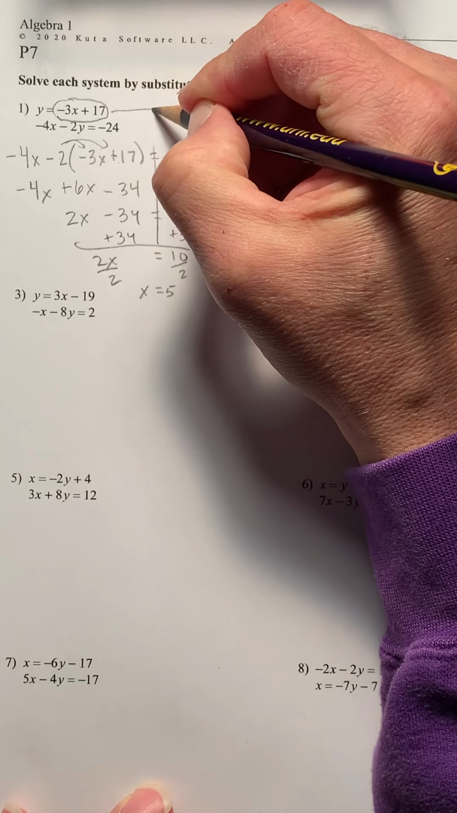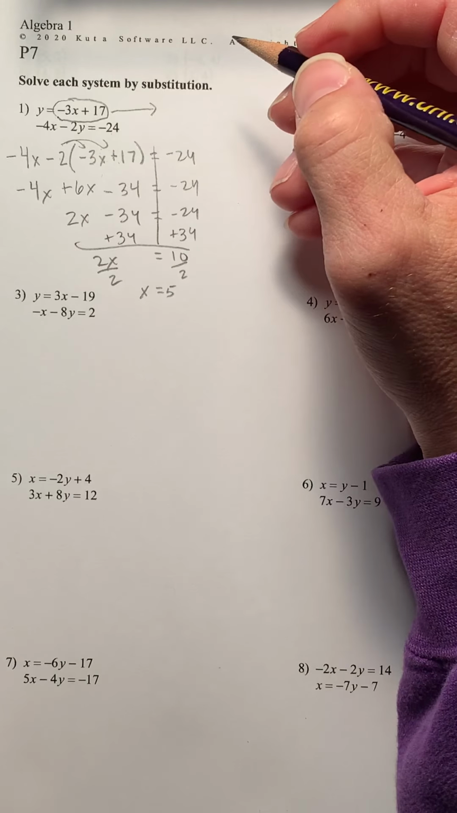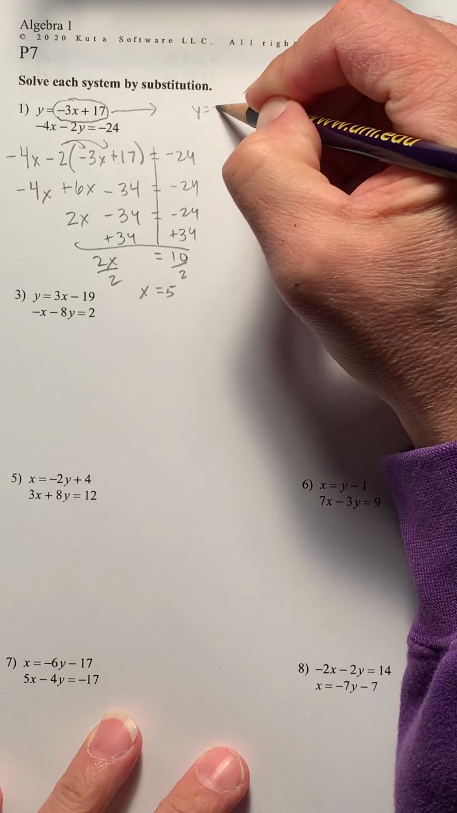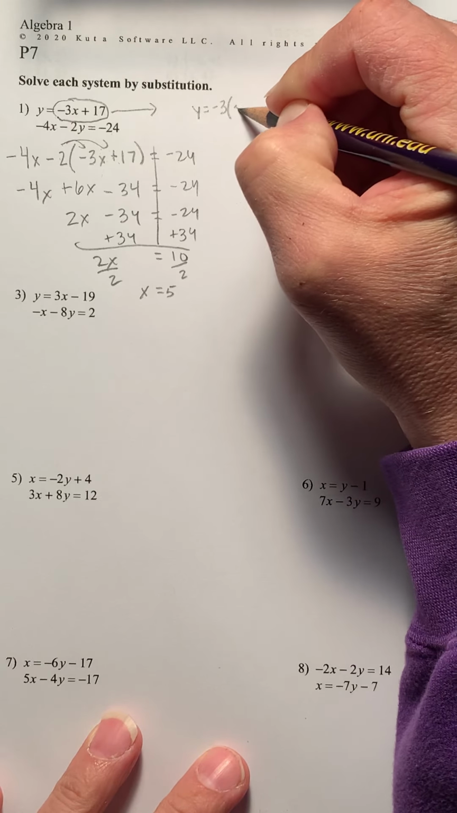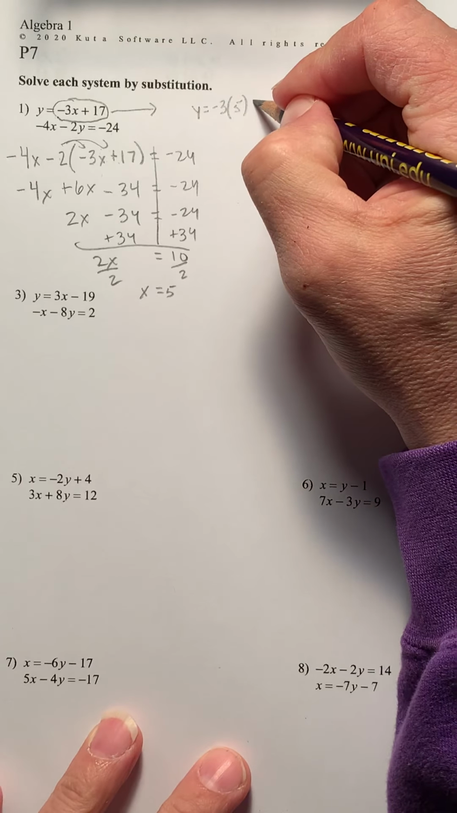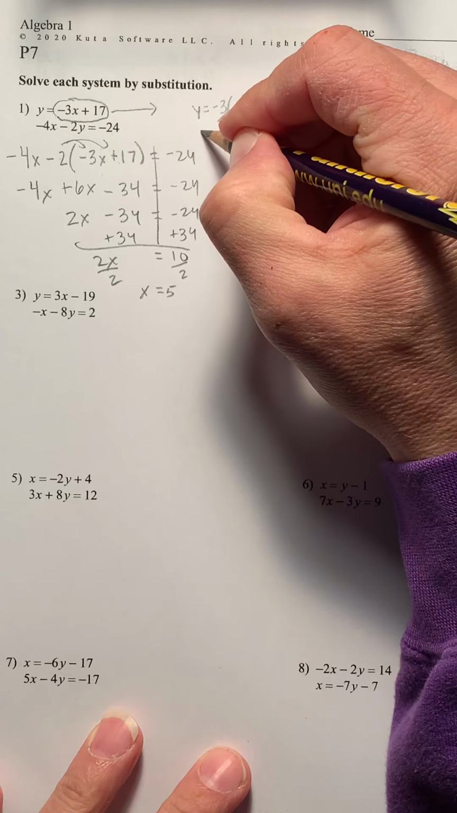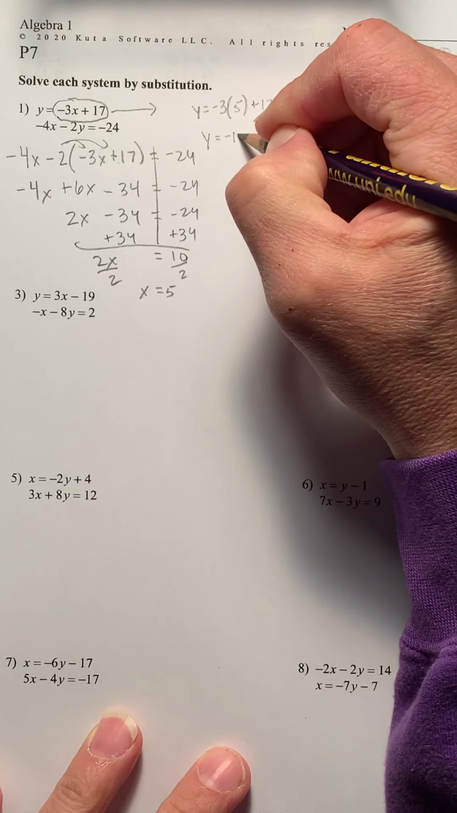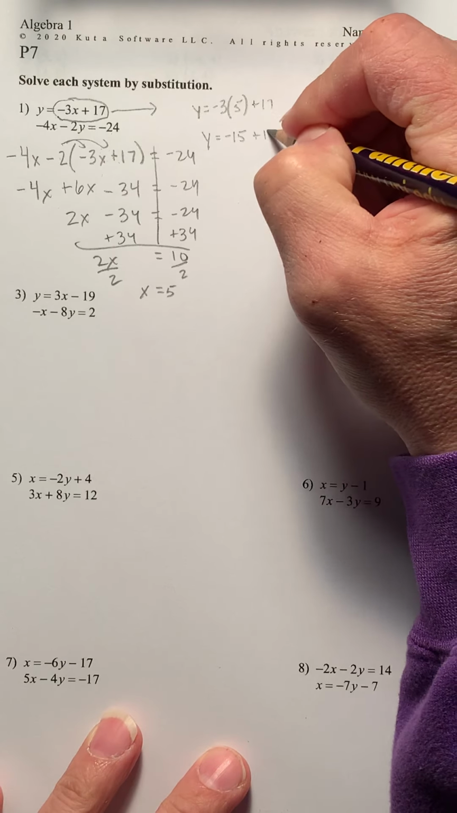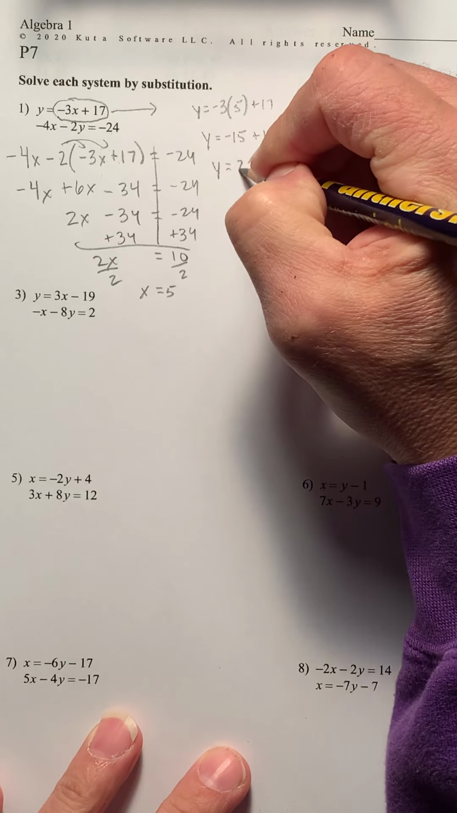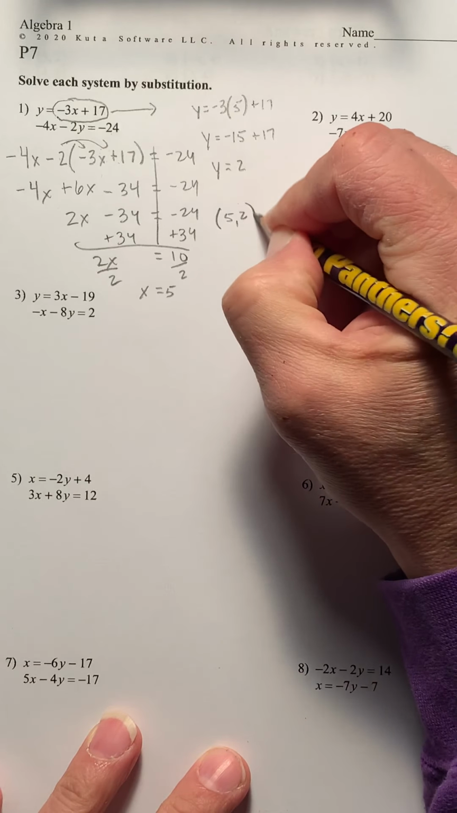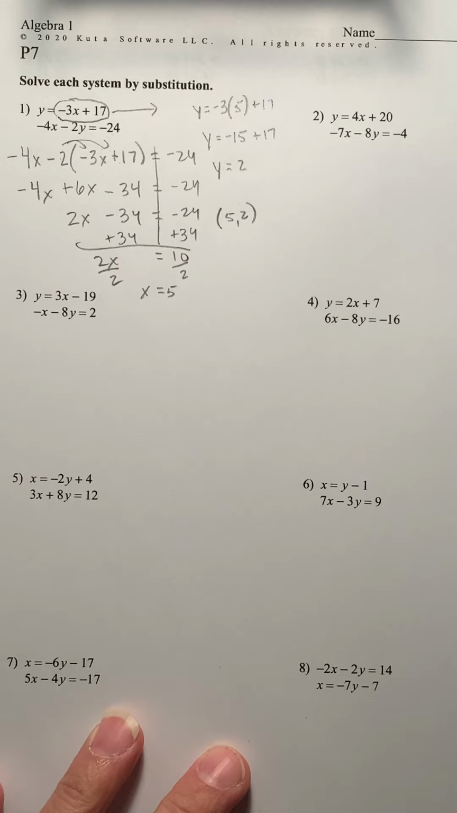Well, this problem, the top one, is set up perfectly for that, because what we're going to do is replace the x with 5, because that's what x is equal to, plus 17, and it's a little bit of arithmetic going on. Negative 3 times 5 is negative 15 plus 17. Y is equal to 2. Once we have both answers, we're then ready to write our answer as an ordered pair, 5, 2.